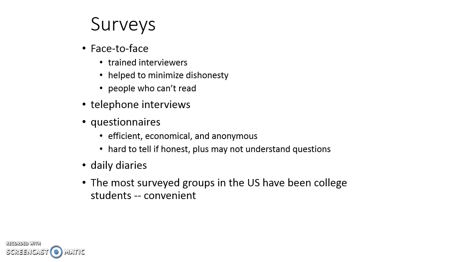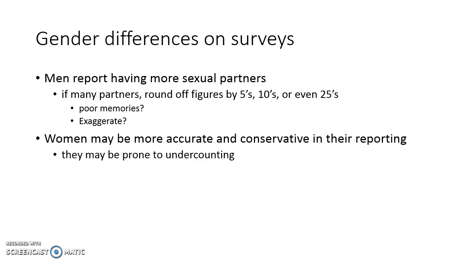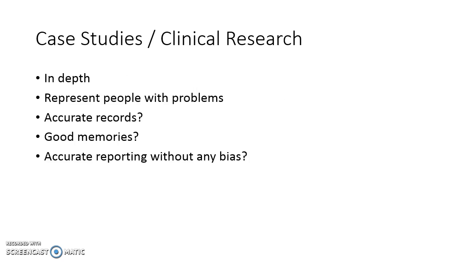And not surprisingly, the most surveyed groups in the United States have been college students, because they're a convenient group. You can just go into a class and do surveys with them. There are some gender differences on surveys when it comes to sexual research. They say that men report having more sexual partners, and if it's many, they'll probably round it up. If it's 4, it'll be 5. If it's 8, it'll be 10. Is that because men have poor memories? Probably not. I think it's just natural for men to say more when it comes to sexuality. And women may be more accurate, however, they may be more conservative. They may be more prone to under-reporting.